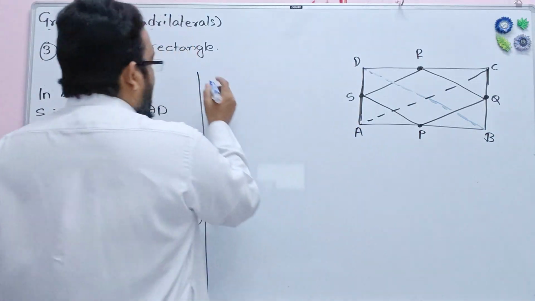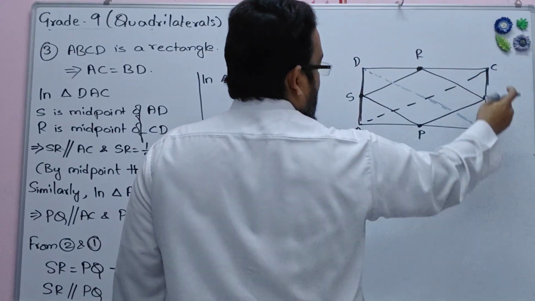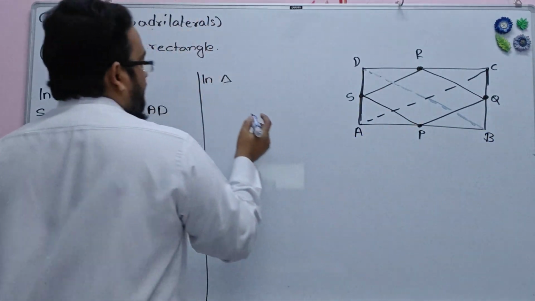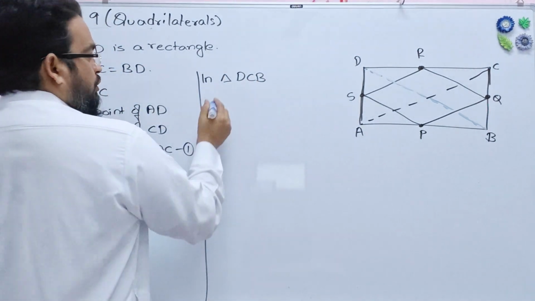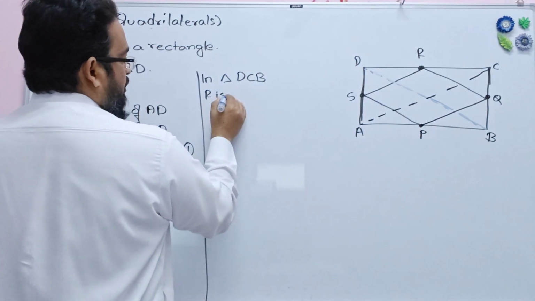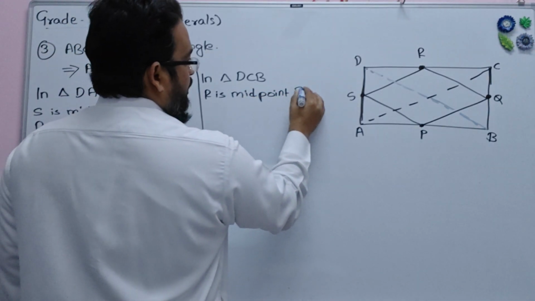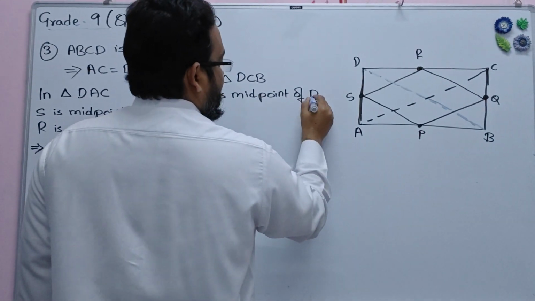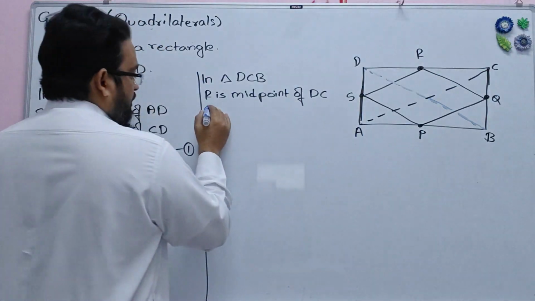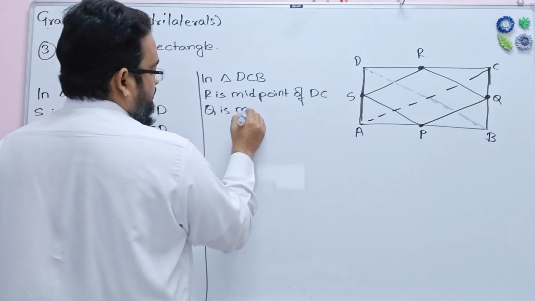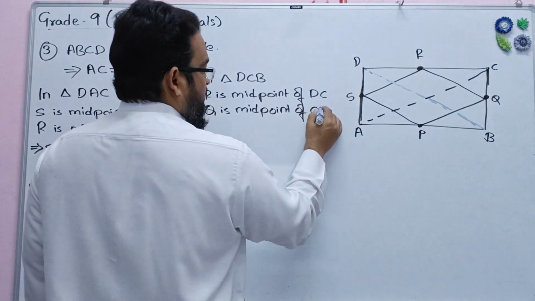In the same way, in triangle DCB, I am talking about this blue diagonal, okay? In triangle DCB, R is the midpoint of DC and Q is the midpoint of CB.